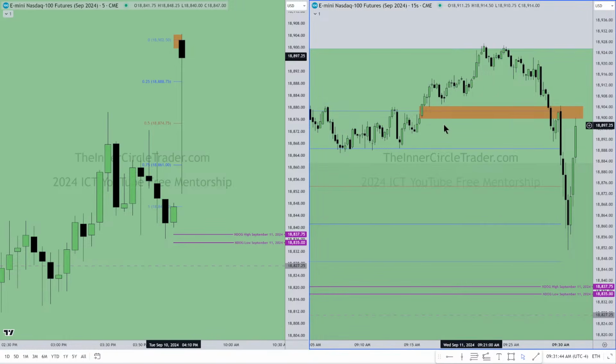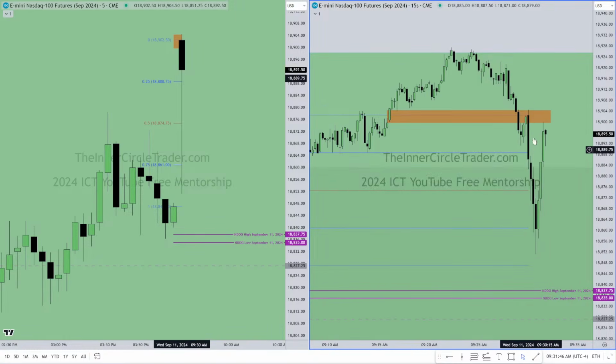Be interested to see this same inefficiency on the 15-second chart. If you can climb above that, find that as a discount array, be interested to see if they want to swipe that 18,928 level.